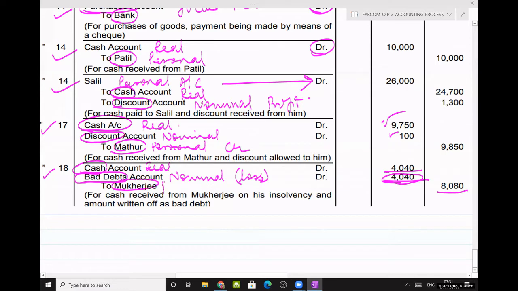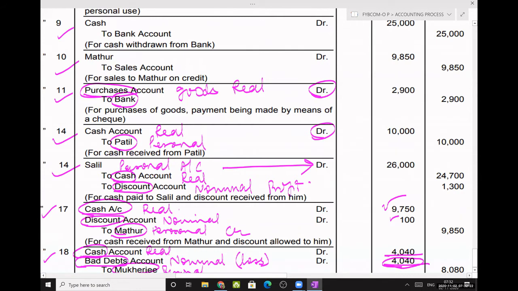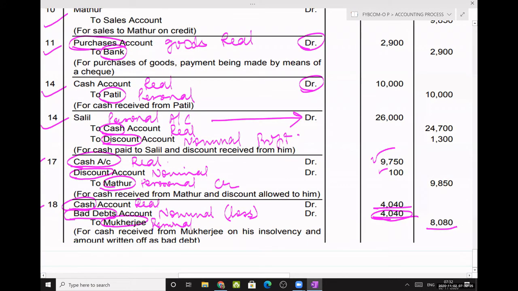Mukherjee. Who is Mukherjee? Mukherjee is a personal account. Personal account मतलब debit the receiver and credit the giver of benefit. And again I am saying the same things for each and every transaction. It is very important. I am writing also which account it is, because all these things will be asked in the exam. You should know which type of account cash is, which type of account bad debts is, which type of account outstanding is, prepaid is, all that.